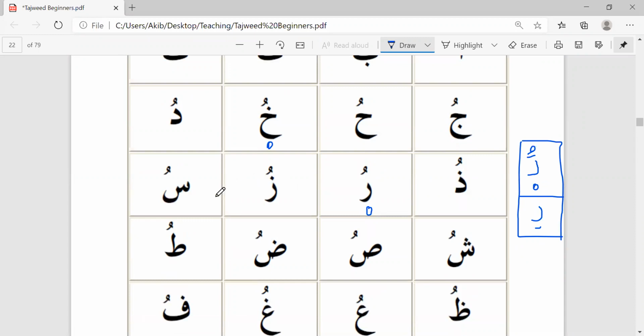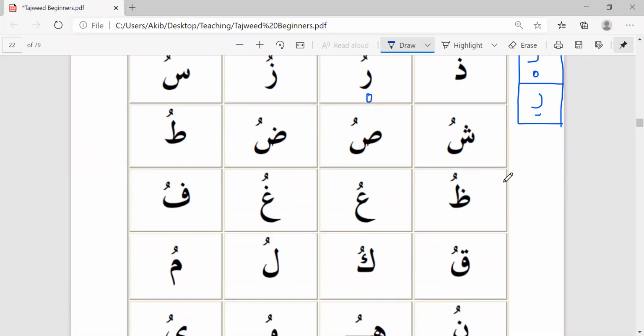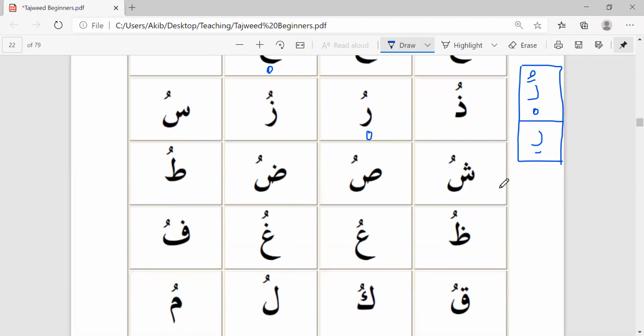Sin is going to be su, su. Sheen is going to be shu, shu. Now we come to the sad, heavy letter. Now think about how you said the sin, and then think about how you're going to say the sad. These 2 letters need to sound different.